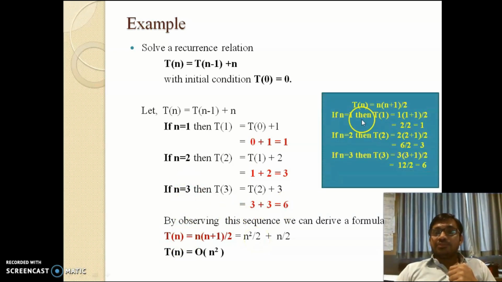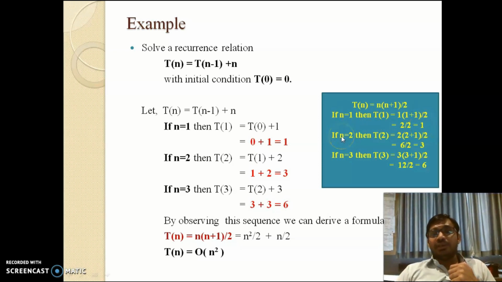Suppose in this formula, that is n into n plus 1 divided by 2, now put the value of n is equal to 1. If the value of n is equal to 1, then t of 1 is equal to 1 into 1 plus 1 divided by 2. So that is 2 divided by 2, which is equal to 1. In our recurrence equation, when the value of n is equal to 1, your answer is 1. In this formula, when the value of n is equal to 1, our answer is also 1.